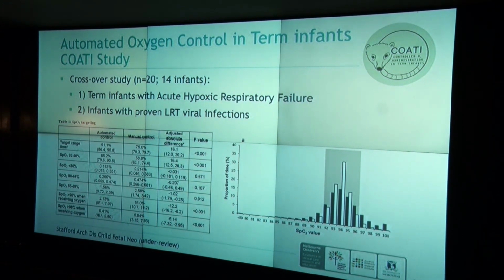But we've just put this in. And again, we showed exactly the same as you'd expect with preterm babies, that with the oxygen control on, you had more time in normoxia. So that again shows that it's probably likely that the algorithms will work across all of our neonatal age ranges and conditions.